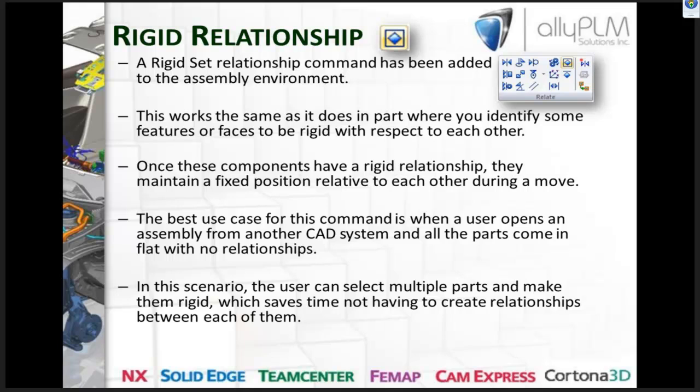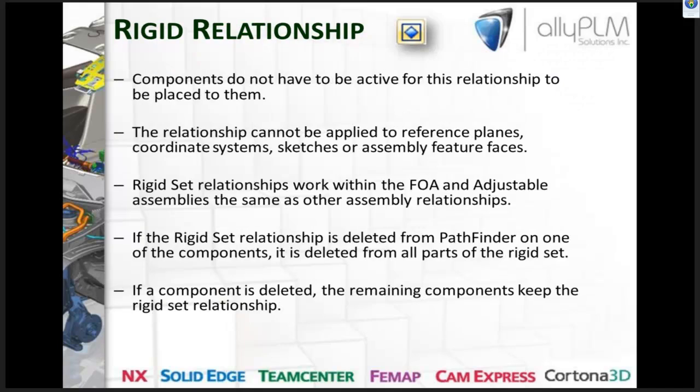In this scenario, you can select multiple parts and make them rigid, which saves time from creating relationships between all of them. Components don't have to be active for this relationship to be placed. The relationship cannot be applied to reference plane, coordinate systems, sketches, or assembly feature faces, however. The rigid set relationship works within the family of assemblies and adjustable assemblies the same as any other assembly relationships.